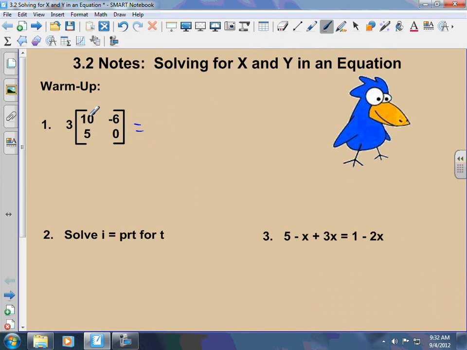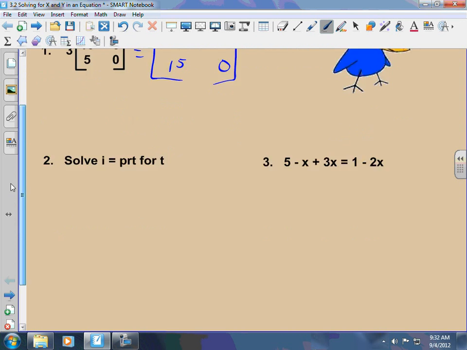Okay, I'm going to distribute the 3 to everything inside my matrix, so 3 times 10 is 30. 3 times 5 is 15. 3 times negative 6 is negative 18. 3 times 0 is 0. And I have to put my brackets around the matrix.